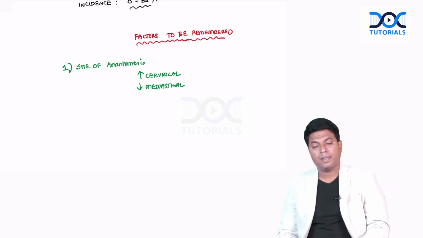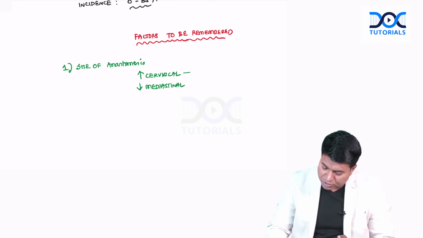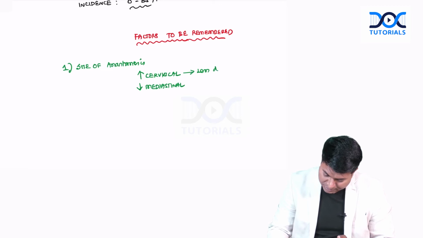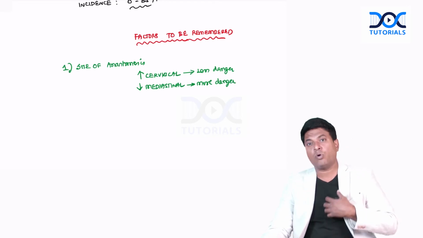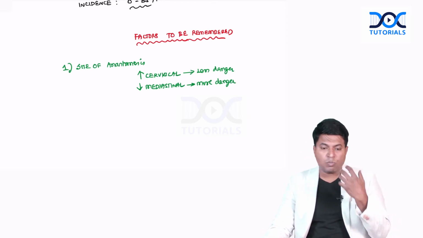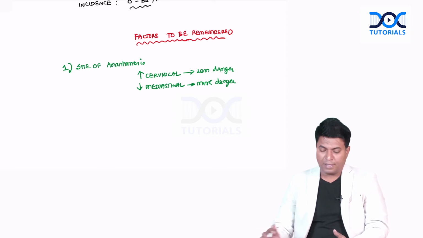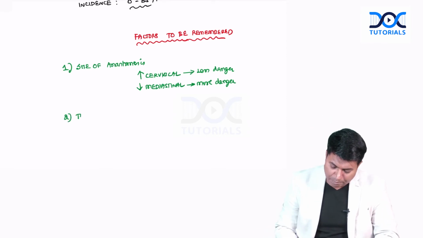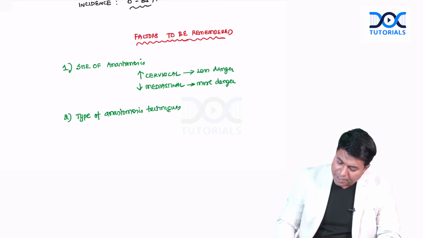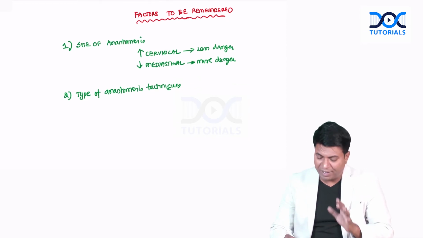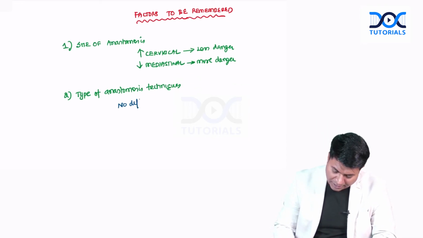So please remember this. But a cervical anastomosis leak is less dangerous. A mediastinal leak is more dangerous. This is the first point I want to tell you. The more distance the conduit has to travel, the more chances of leak. Second important thing is regarding the type of anastomosis. I told you various types of anastomosis techniques. Based on that, there is no difference in leak rate. Very important point. No difference in leak rate.